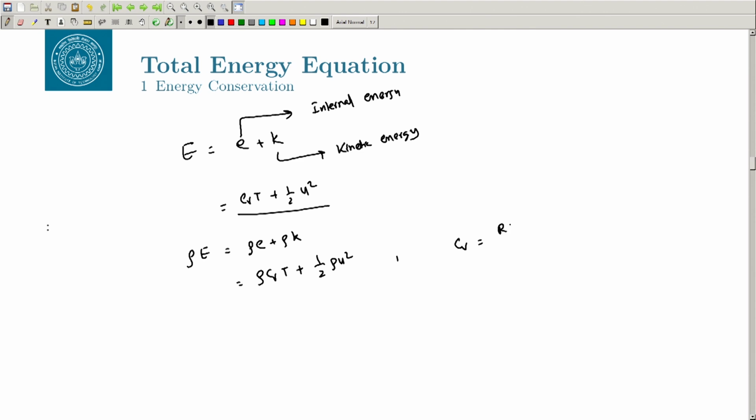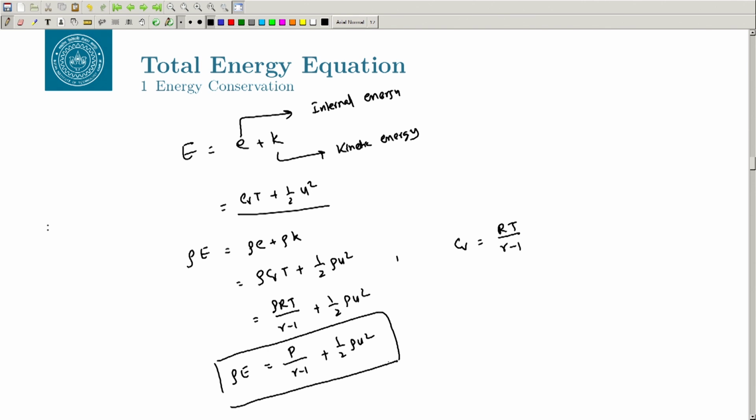And now, what is C_v? Equal to R T by gamma minus 1. For the isentropic gas we had derived this. So, this will be rho R T by gamma minus 1 plus half rho u square, and rho R T is nothing but P, so P by gamma minus 1, this is the equation of state, plus half rho u square. So, you can write your total energy in terms of pressure and velocity, or in terms of temperature, density and velocity.